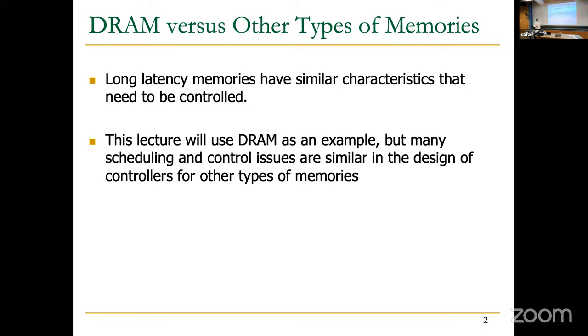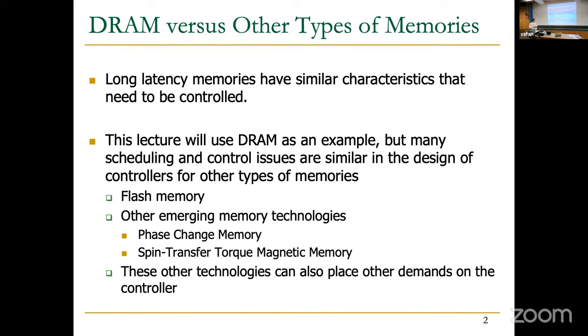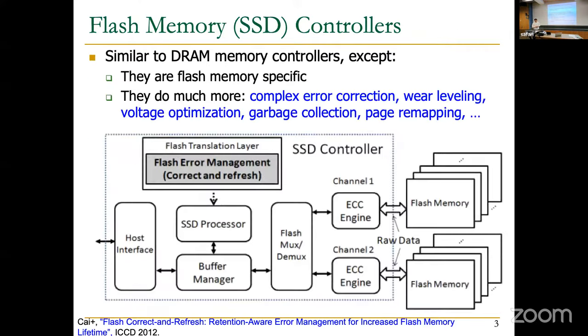We will focus on DRAM in the rest of this lecture, but you will see that these scheduling and control issues are common across different memory technologies, such as flash memory, other emerging memory technologies like phase change memory, spin transfer torque STT-MRAM. And yeah, these other technologies can also place other demands on the memory controller. So as an example, we look at flash controllers very briefly at a very high level. These flash controllers are similar to DRAM controllers, but they're much more complex.